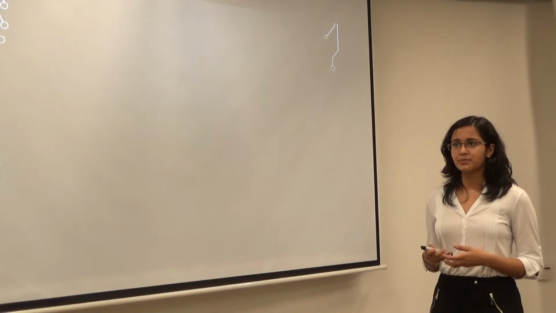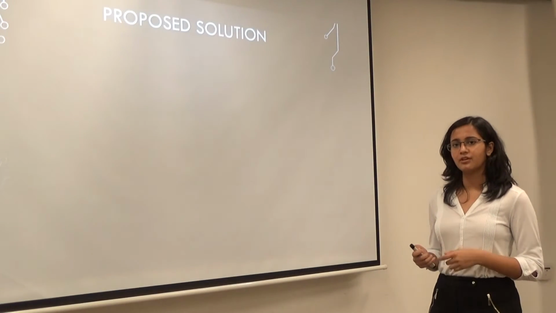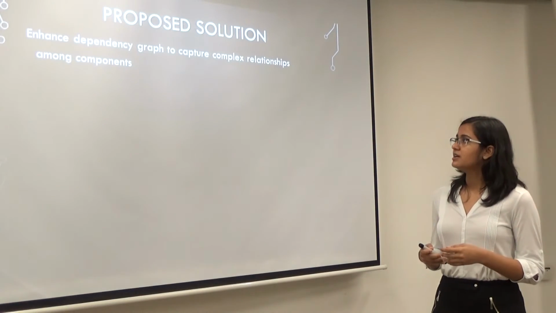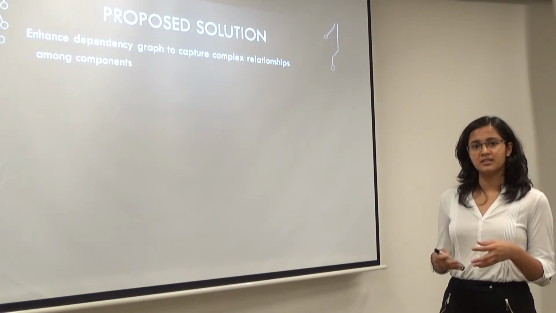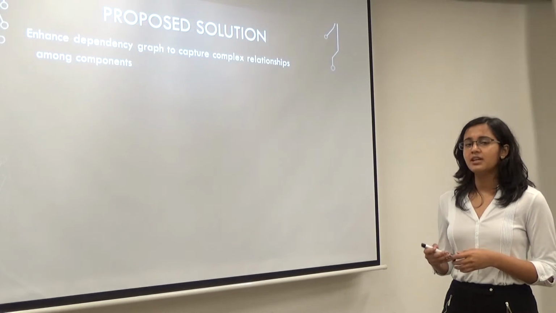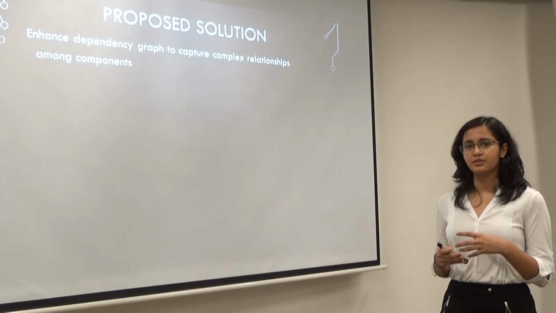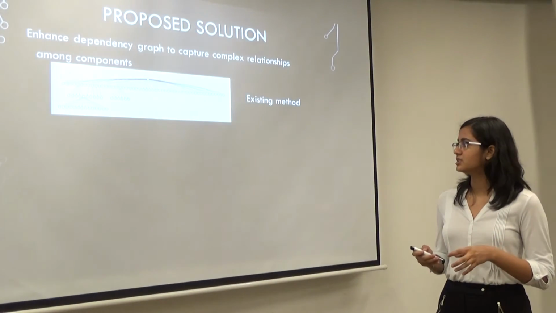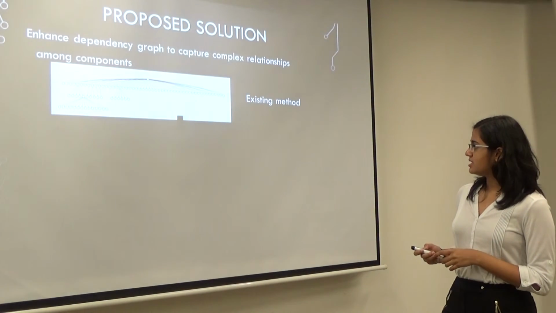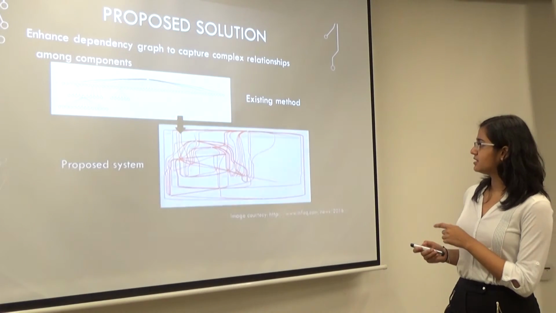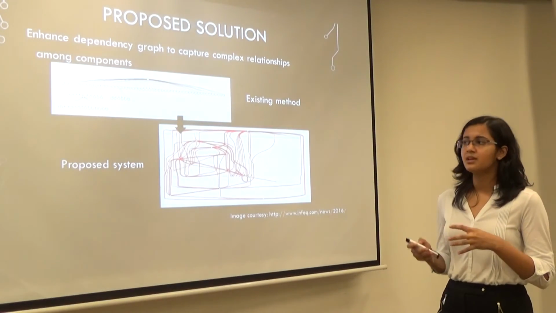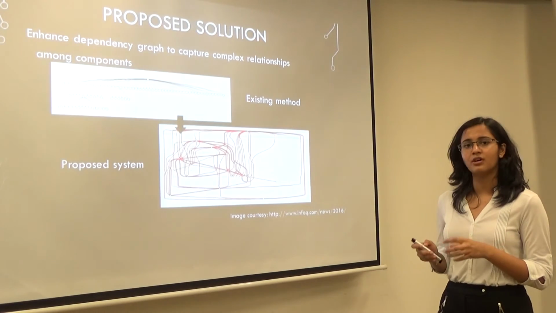So now what I propose is to take the concept of the dependency graph and improve on it, develop an advanced system that tries to enhance the dependency graph drawn up by the browser and capture more convoluted and complex relationships between the components of a web page. As you can see in the second picture, these are the edges of the graph that represent the subtle relationships between different components of the system.